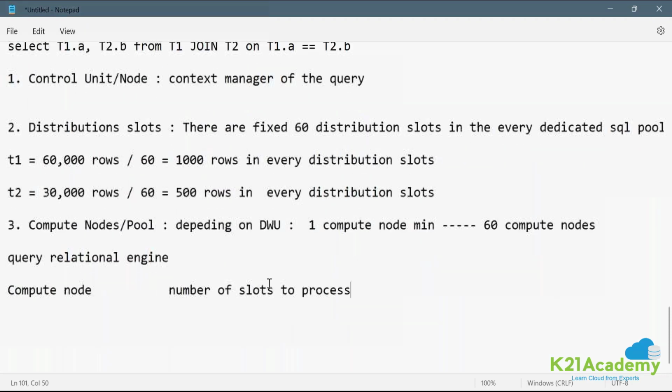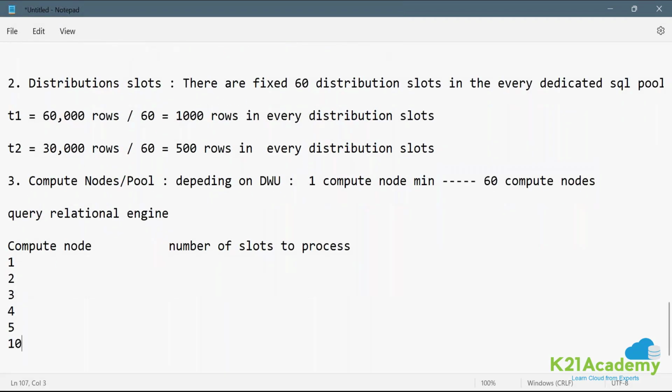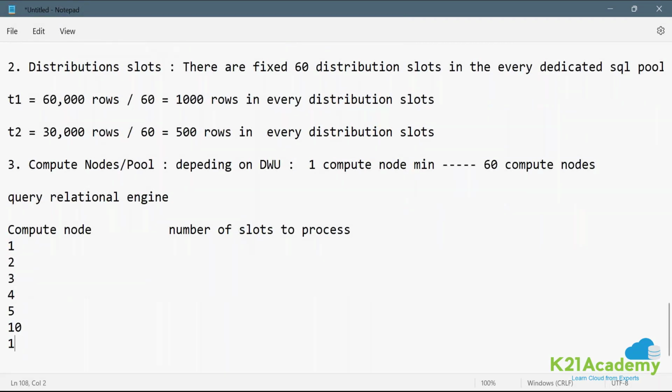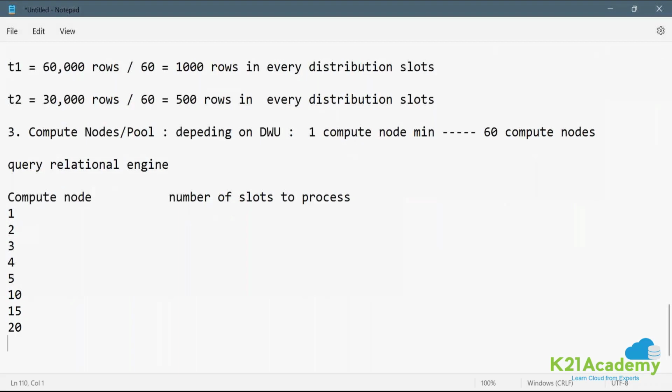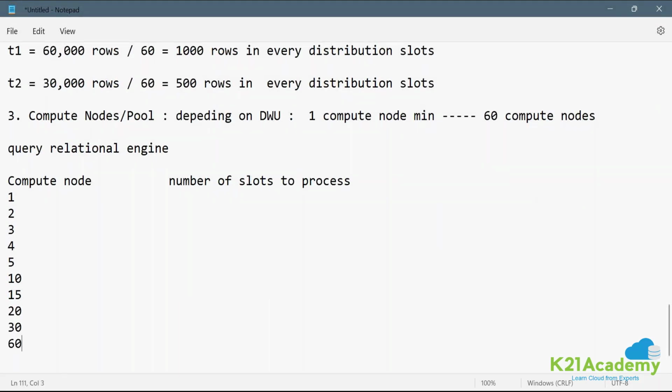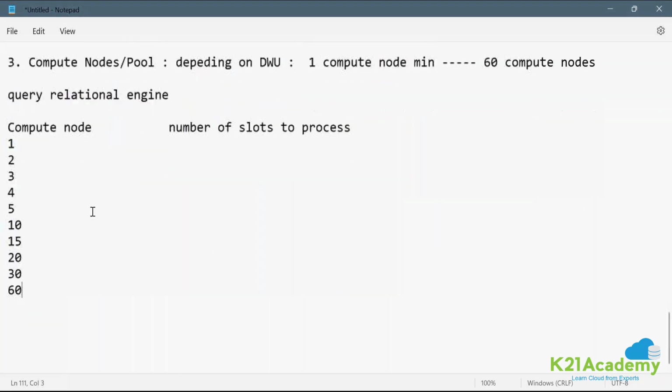So when you have one, you can have two, you can have 3, 4, 5. Let's say directly go to 10, right? I'm using it for simplicity. 15, 20, 30, and 60. Let us say these are the compute nodes that you can have.